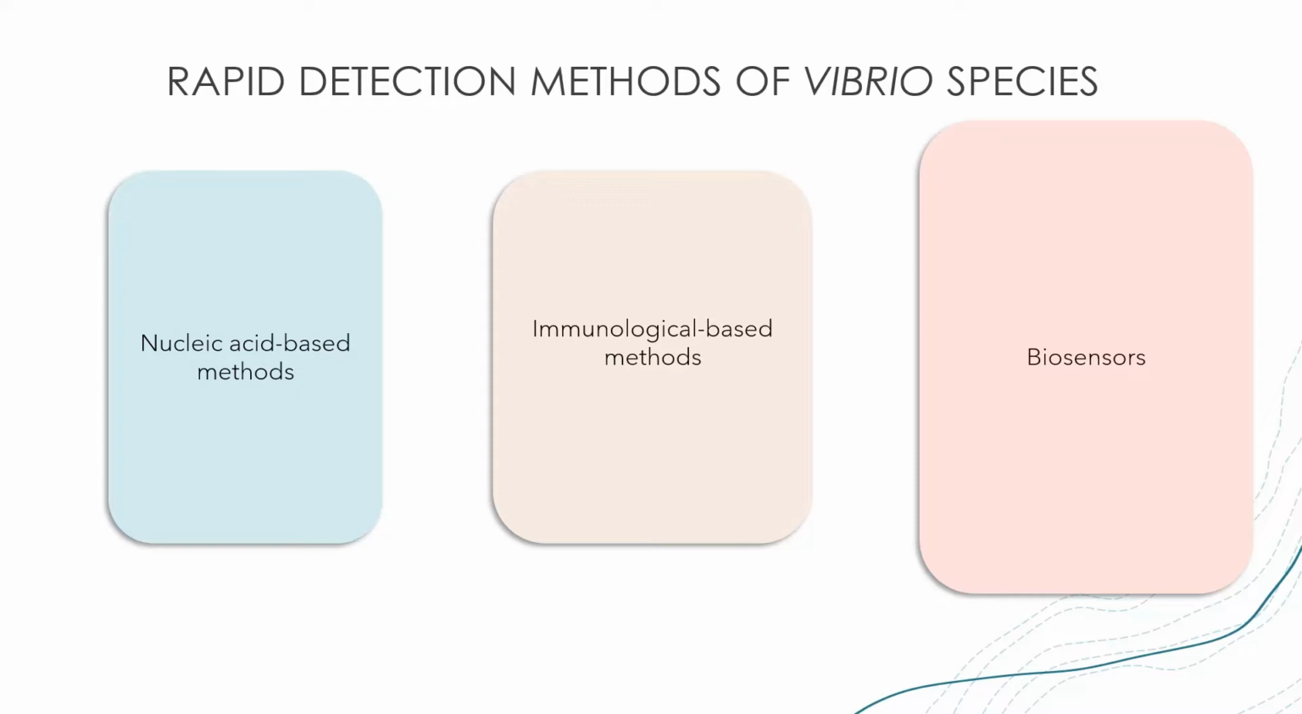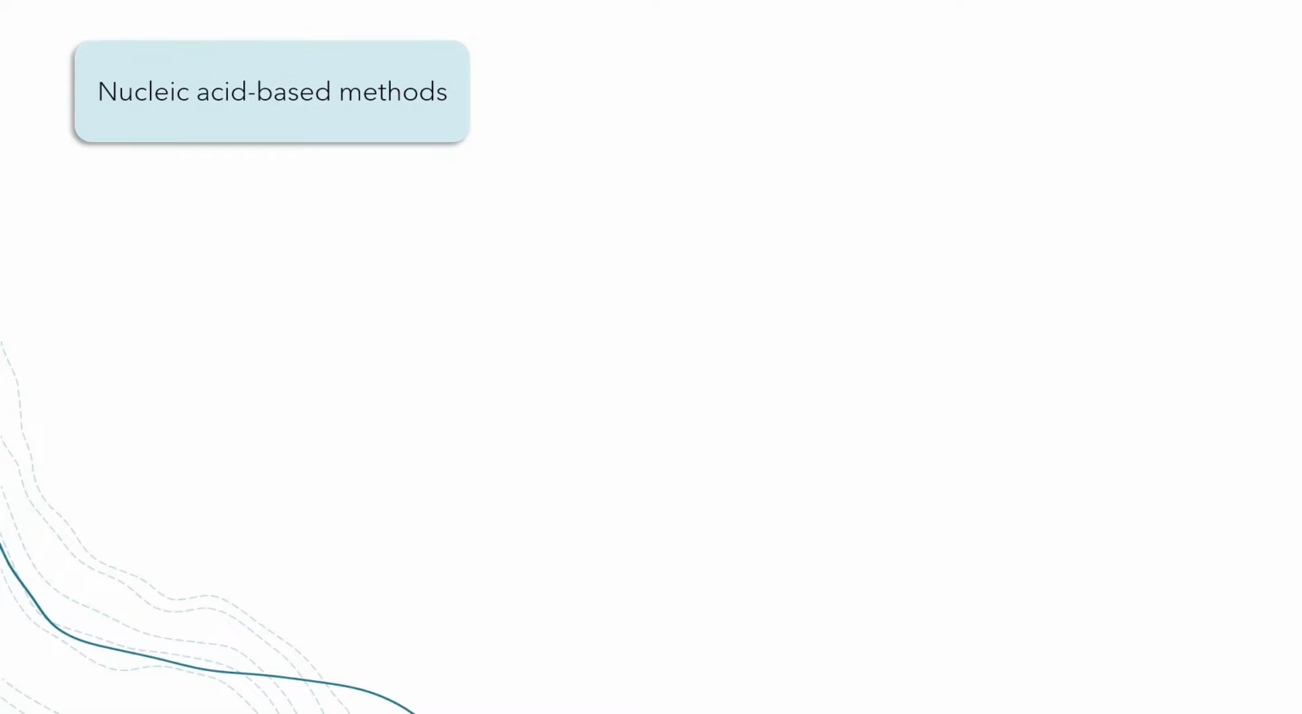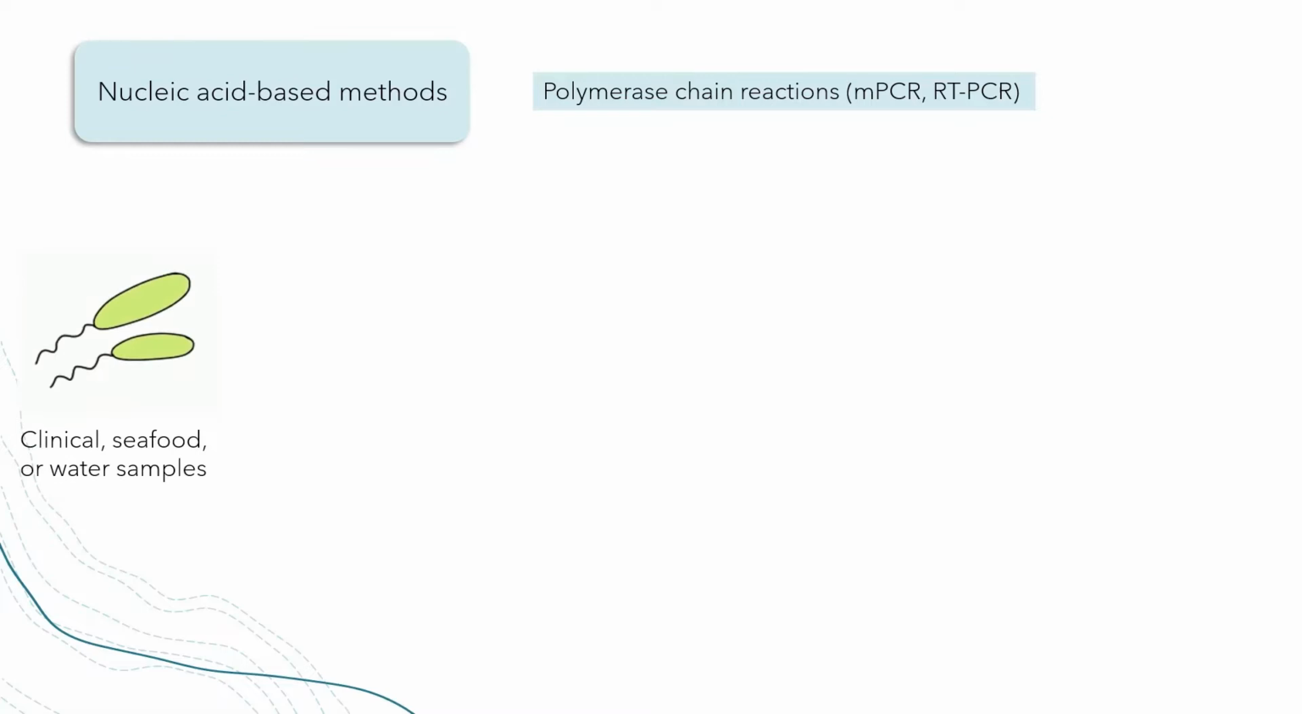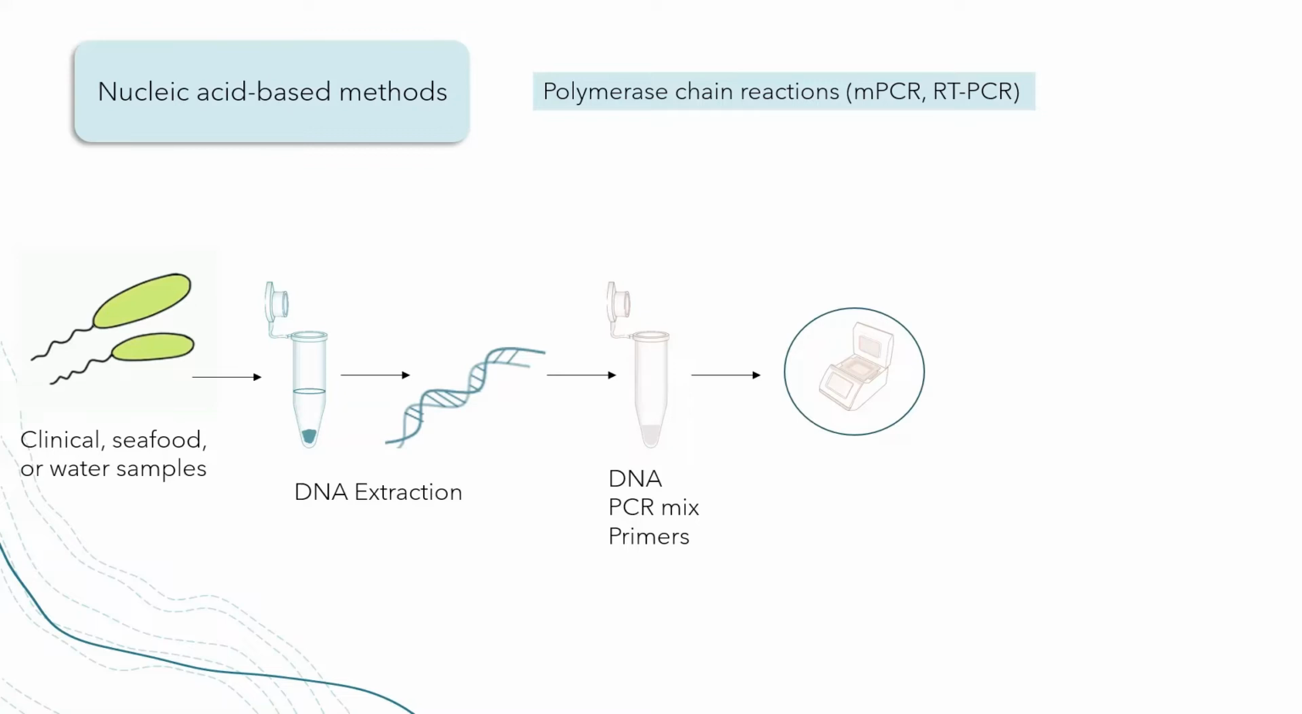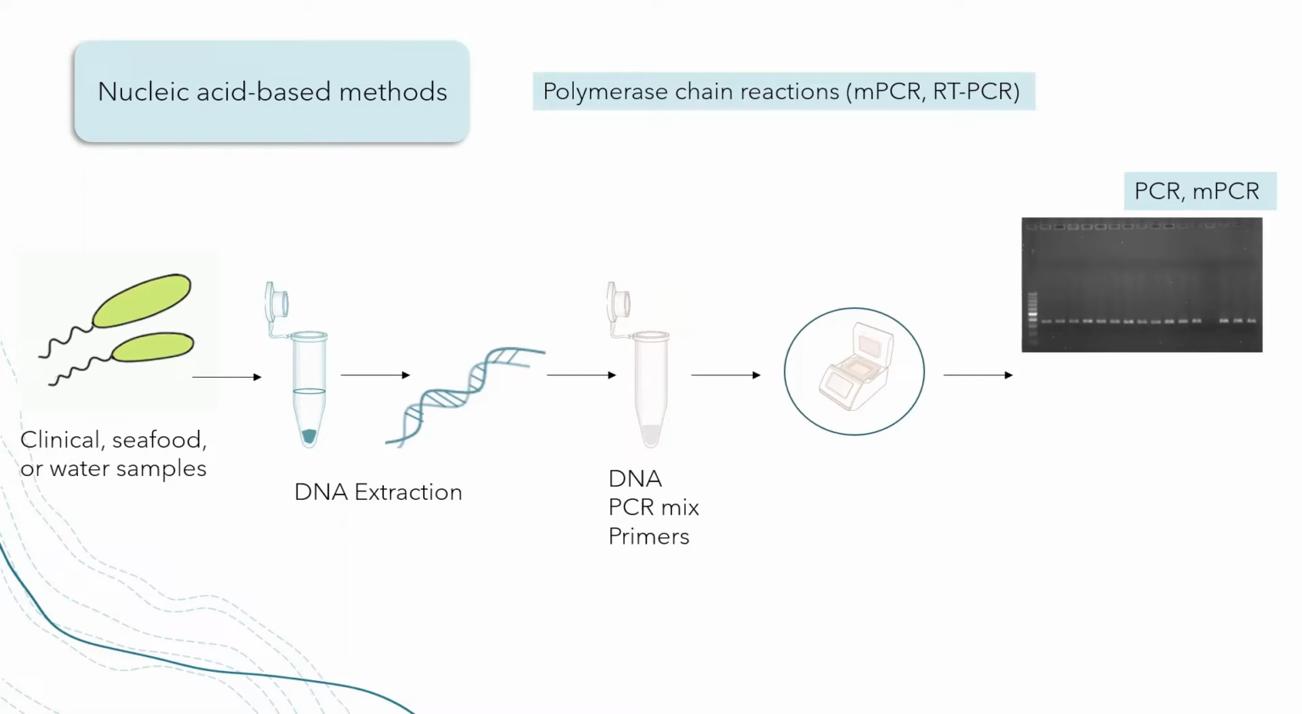For nucleic acid-based methods, we have the very commonly known polymerase chain reactions. Some examples of the PCR are multiplex PCR and real-time PCR. Say you want to detect if your sample has a specific Vibrio species in it. First, you need your sample. Then, you will have to extract the DNA from the sample and prepare the DNA with PCR mix with the relevant primers that are specific to the species you wish to detect. Then, you just place them into the thermocycler set at the required settings. Then, the thermocycler will carry out the amplification process. For multiplex PCR or simple PCR, we will retrieve your PCR products and run gel electrophoresis with it, and upon viewing the results, you will know if your sample contains the Vibrio species or not. As for real-time PCR, you can skip this step as the results will be shown in real-time.